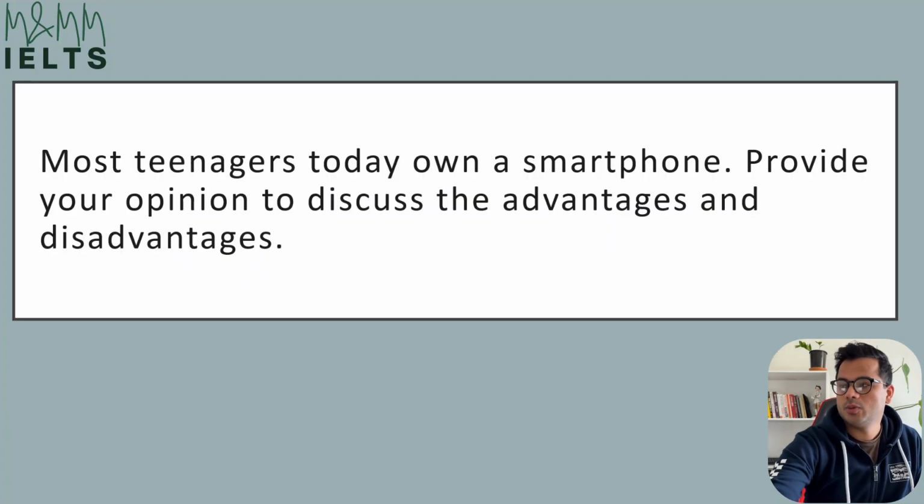So the very first one I have is: most teenagers today own a smartphone, which is correct. Provide your opinion to discuss the advantages and disadvantages. So that means we have to discuss the benefits of that. Also, we have to discuss the drawbacks of that at the same time. And we have to give our own opinion on that. Now, most teenagers today own a smartphone.